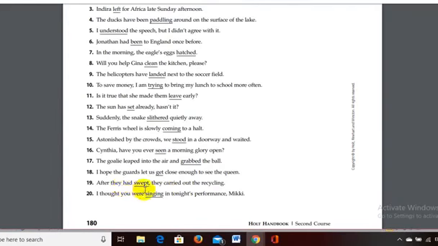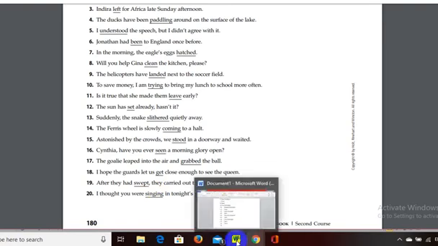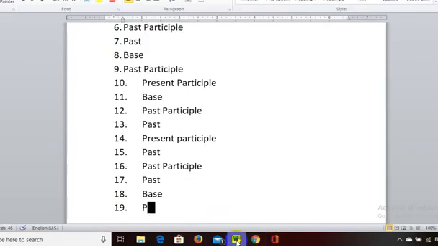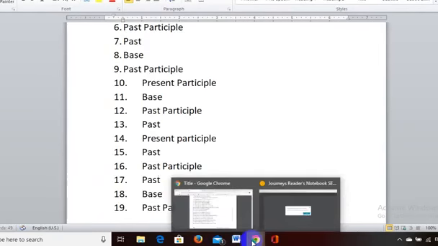After they had swept, they carried out the recycling. Had swept. So swept here is in which form? Yeah, in the past participle form. Okay. So we're going to say past participle. Great job. Okay.